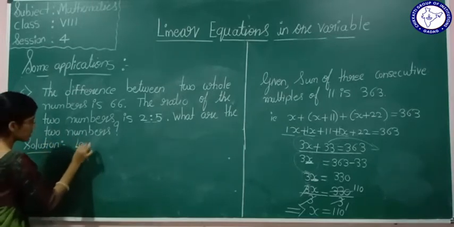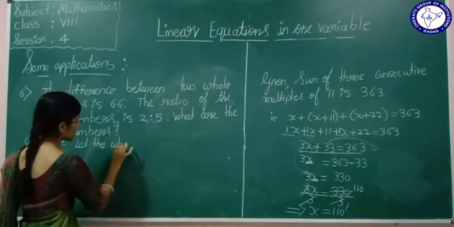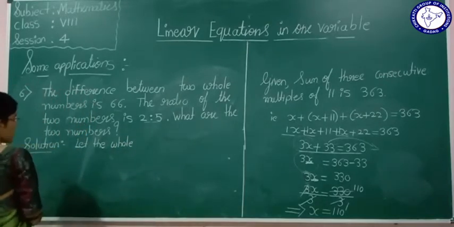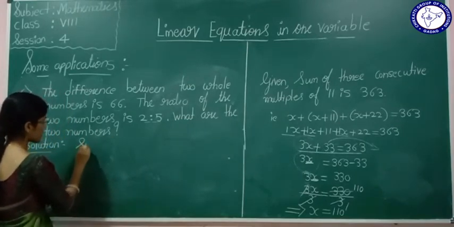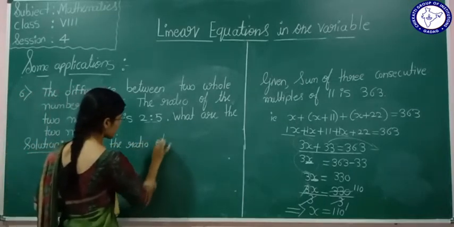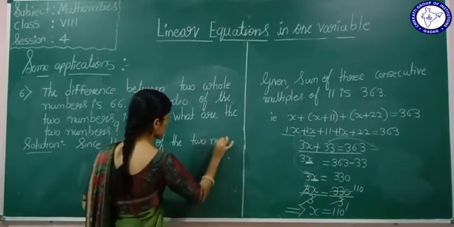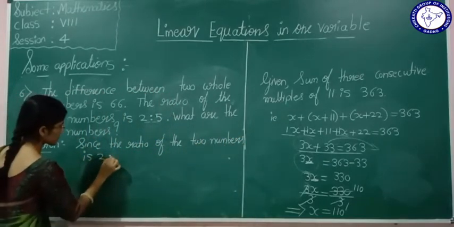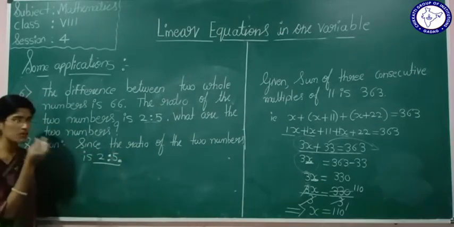Let the two numbers be... we will write whatever is given. Since the ratio of the two numbers is 2:5. Okay, they have given the ratio of two whole numbers.